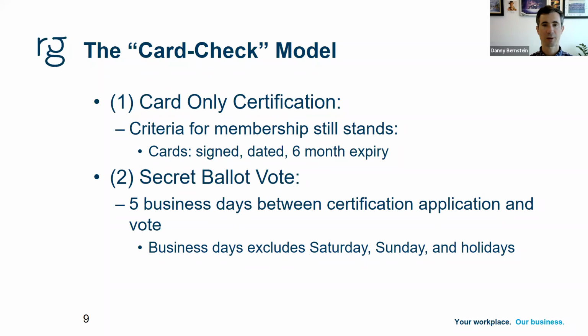So the card check model, what does it mean? What does it look like? The union needs to submit cards which have been signed, union membership cards signed and dated and within 6 months. And the board has a number of criteria. In fact, there's a regulation in place from the board that describes what a union card must be. It has to contain certain information. An employee has to be clearly indicating that they wish to become a member of the union. The signature has to be valid. It has to be dated. So without that, the board will reject the card and send it back to the union and say this is not sufficient.